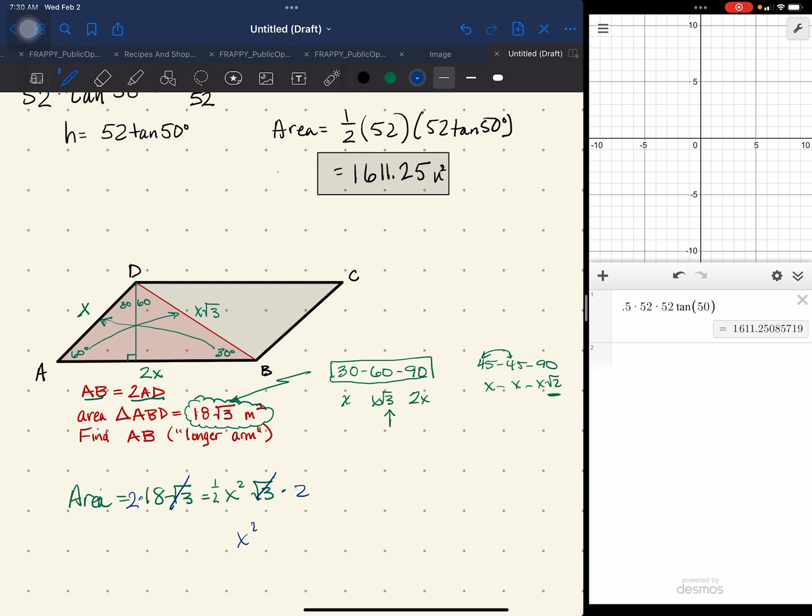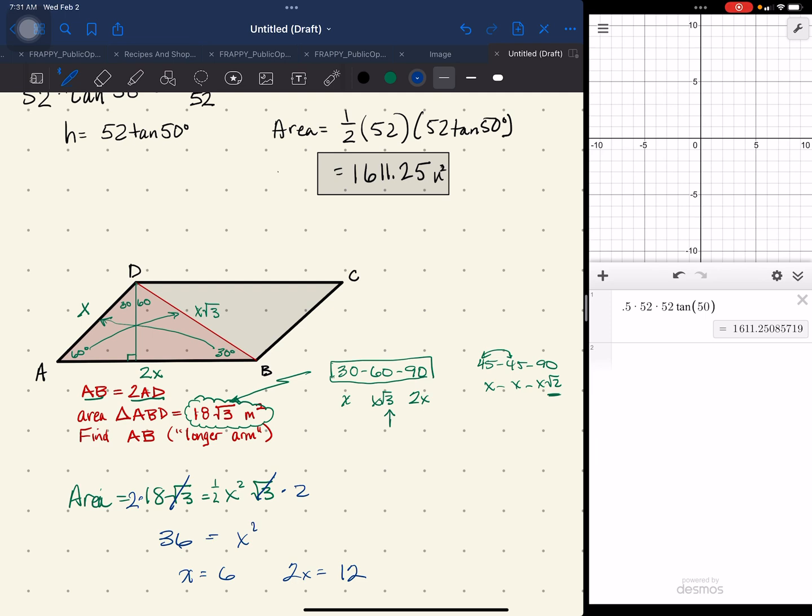It's just x squared equals 36, 2 times 18. And yay, that's a perfect square. That means x must equal 6. And since I'm looking for the longer arm, 2x equals 12. So this problem simplified a lot if you could make that cognitive jump to the right triangle relationship.